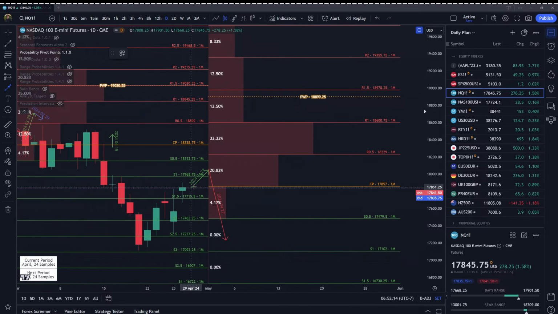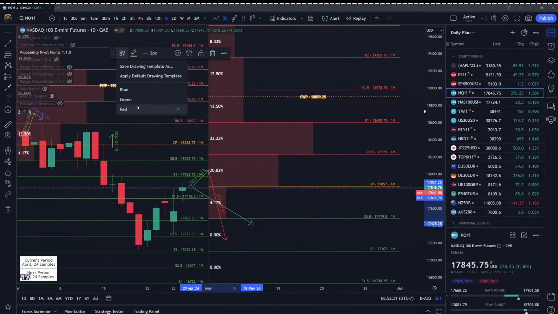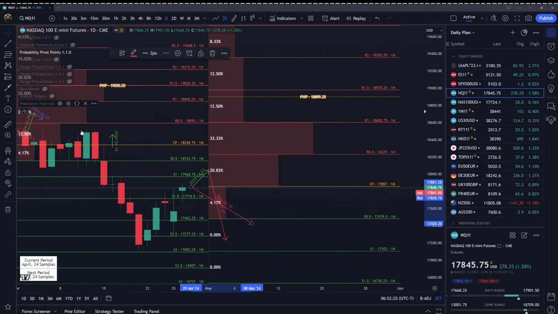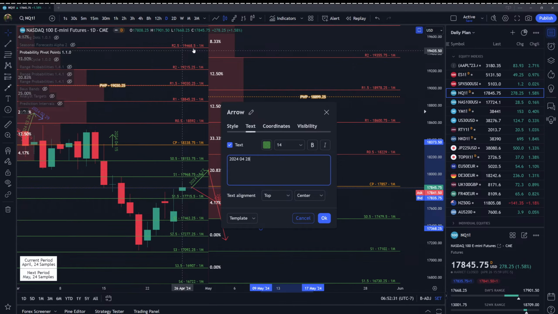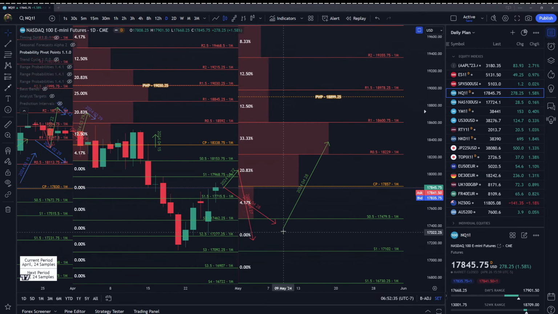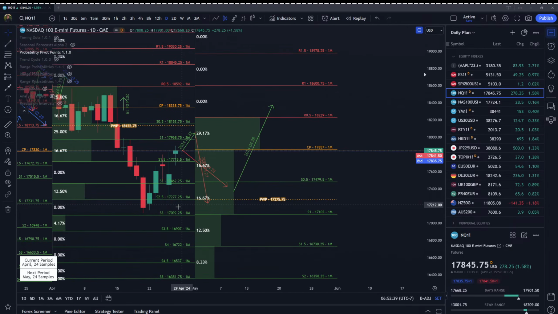Hopefully it's a down move first, and then a move higher into the monthly high like so. Effectively range bound between here and down here.